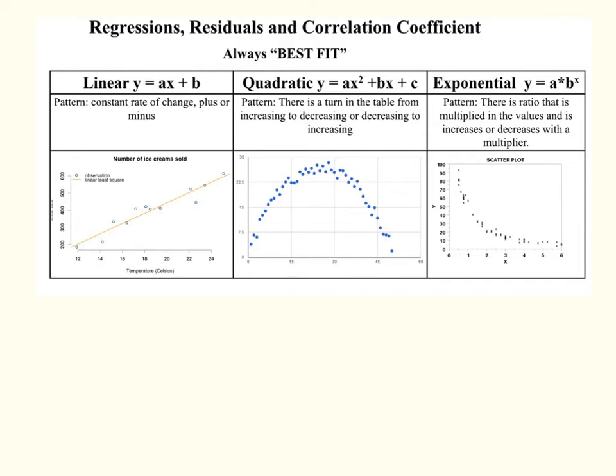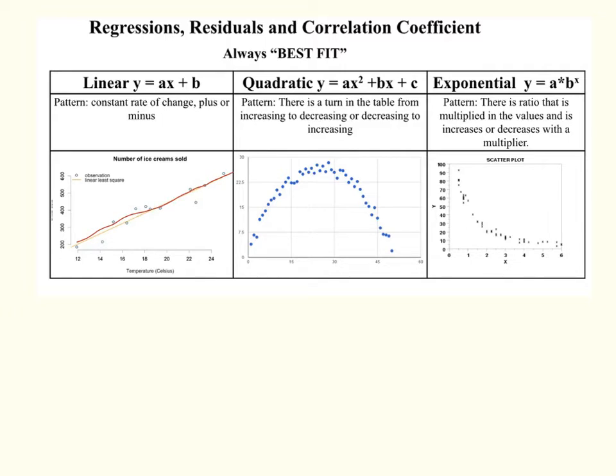This is Mr. Payne bringing you the last video of the year for review: regressions, residuals, and correlation coefficients. Let's talk about the three pictures that you see right up front here. Each picture is a scatter plot, and with each picture they should have a line of best fit drawn. So this first guy, linear, y equals ax plus b is the formula, or mx plus b, however you want to remember it, has a line of best fit already drawn through.